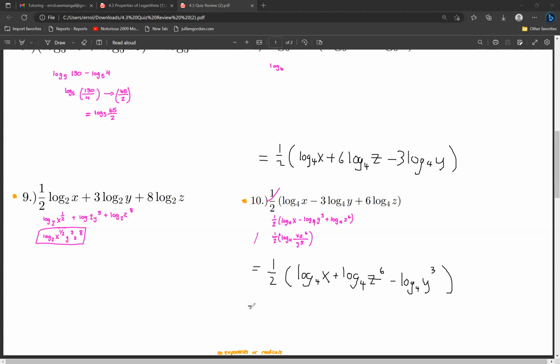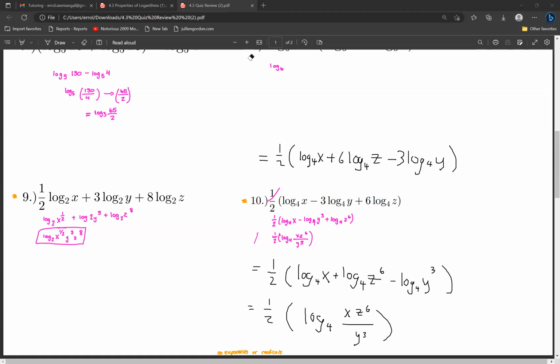So now let's write the first two. You can just write it as one log. Half, leave the half on the front. These two are multiplication, so log 4, x times z6 on the top, and then this minus one is division over y3. There you go, which is this line, the same thing as this line. All we did was write this intermediary step. That's it. Just apply your rules: your product rule, your quotient rule, and your power rule.